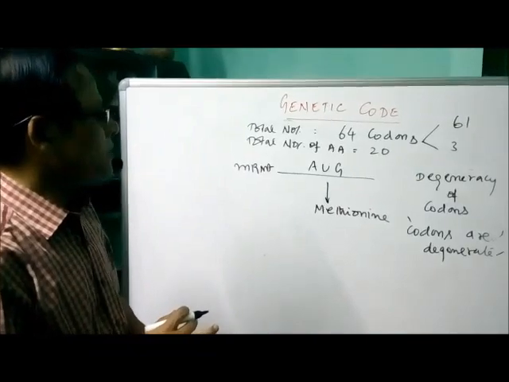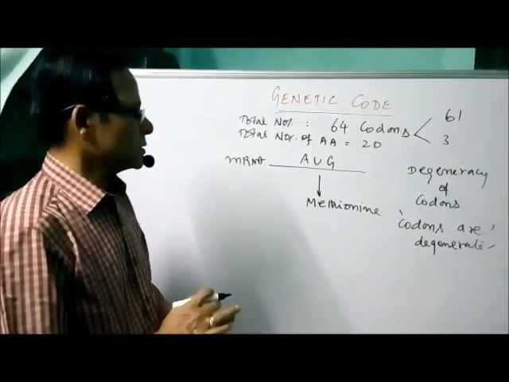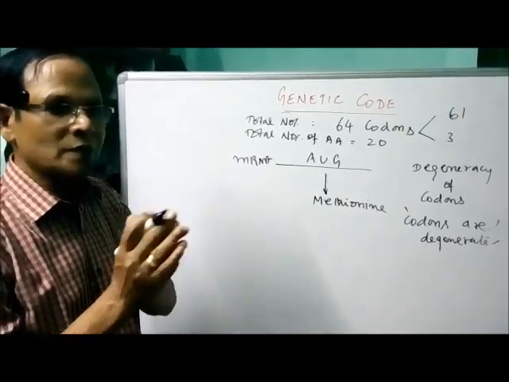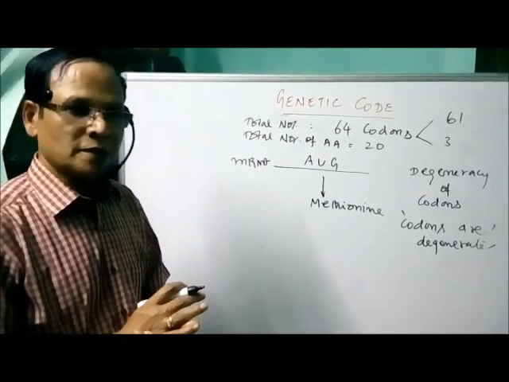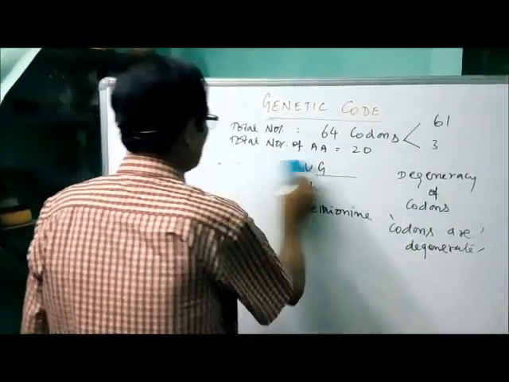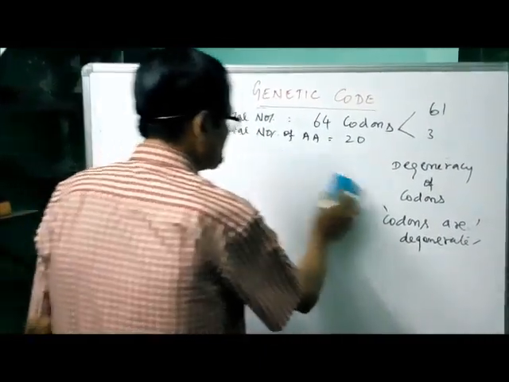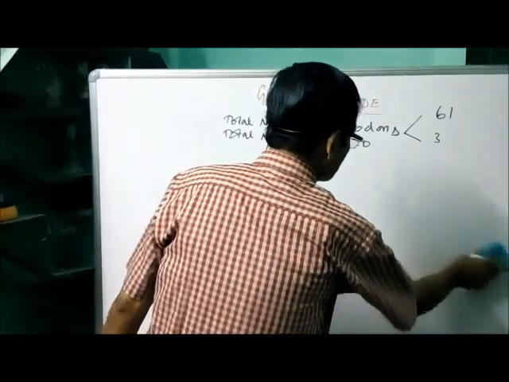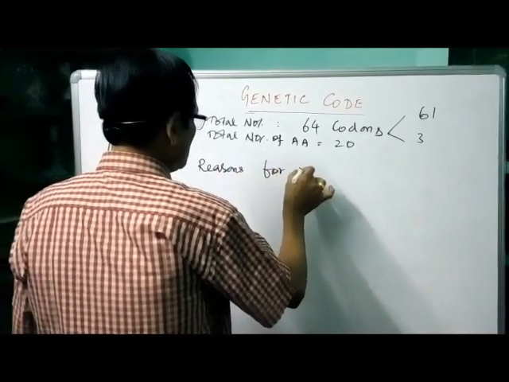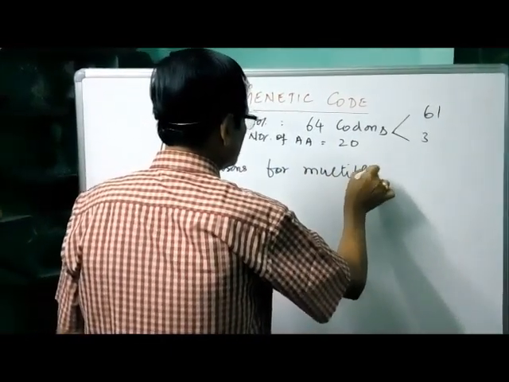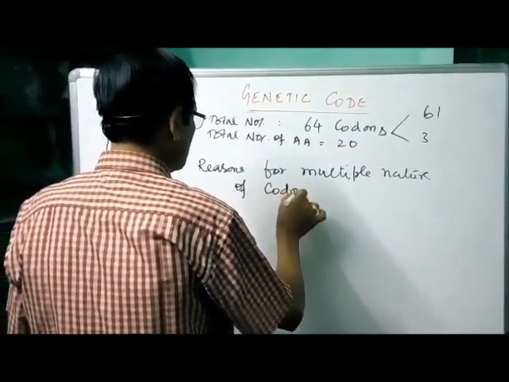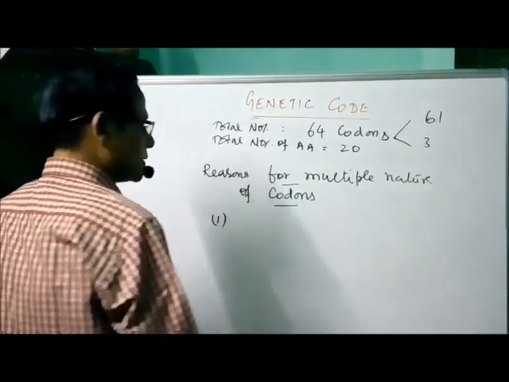What are the reasons for the multiple nature of codons for an amino acid? That is what we call the degenerate codes, the multiple nature of codons for an amino acid. That is what is called the degeneracy. Now there are 2 reasons given. Reason number 1.